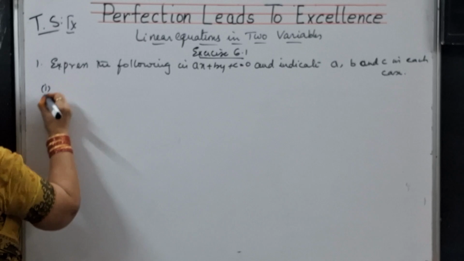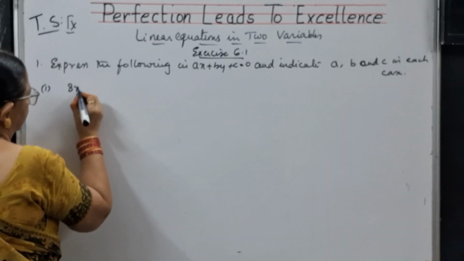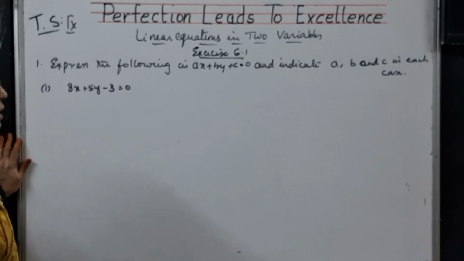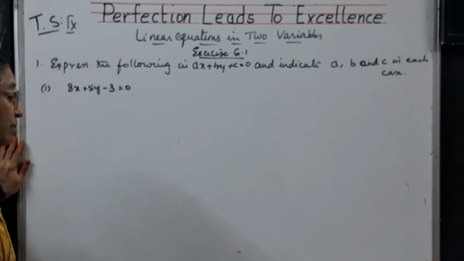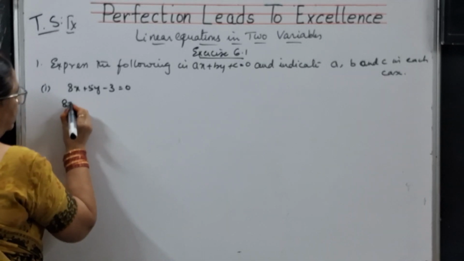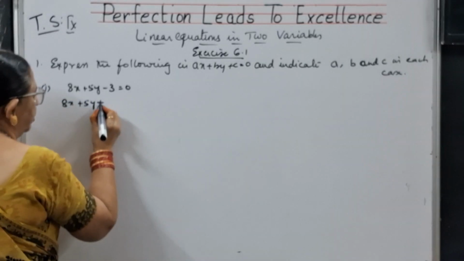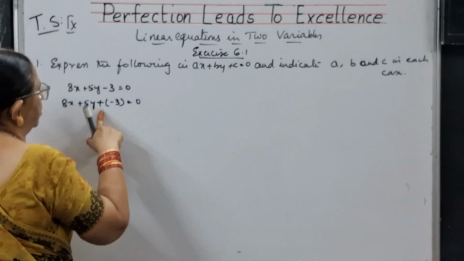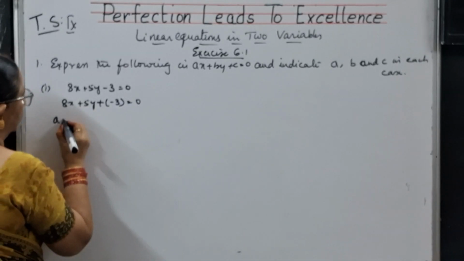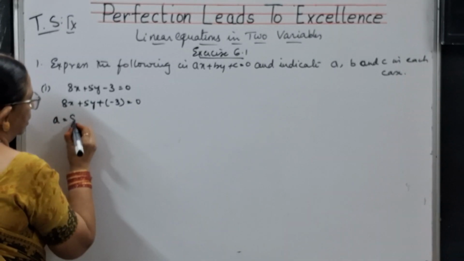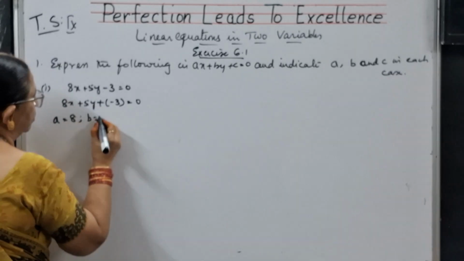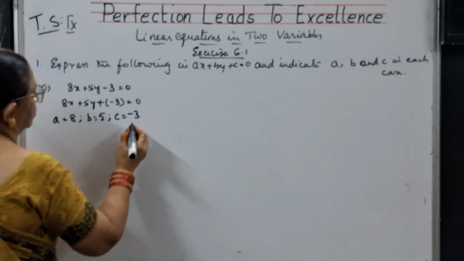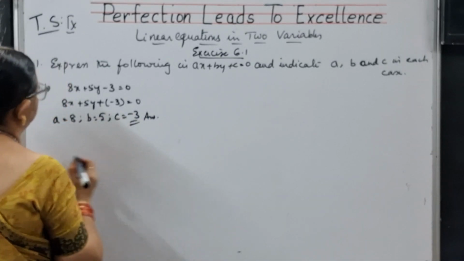The first problem that they have given is 8x plus 5y minus 3 is equal to 0. You need to express it in the form ax plus by plus c. So, you can write 8x plus 5y plus of minus 3 is equal to 0, so that it is ax plus by plus c is equal to 0. In this case, what is a, children? A is the coefficient of x, 8. What is b? Coefficient of y, 5. What is c? Constant term, minus 3. So these are the answers for the first bit.